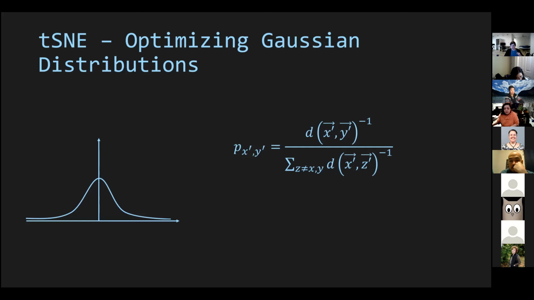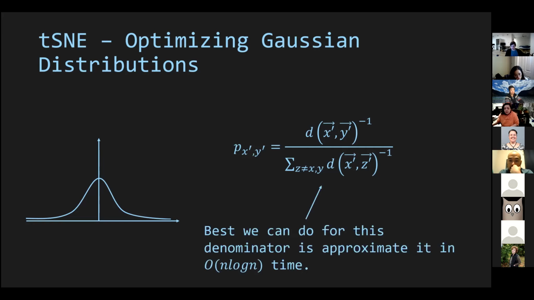I mentioned that PCA itself was linear with respect to the size of the data. For this denominator, the best we can do is approximate it in order n log n time. So this is already superlinear, and there are other complexities going on here as well, including that this is just one point. We need to do the entire data set.